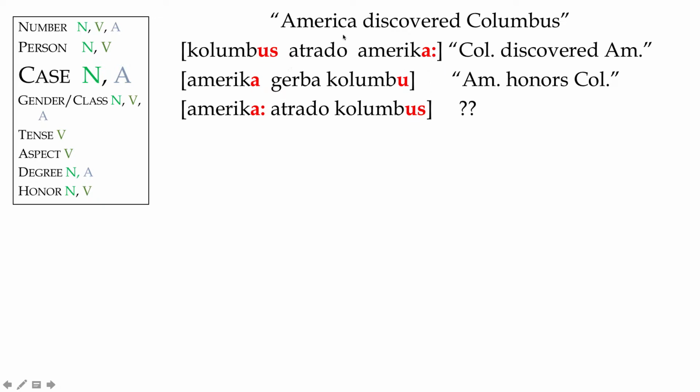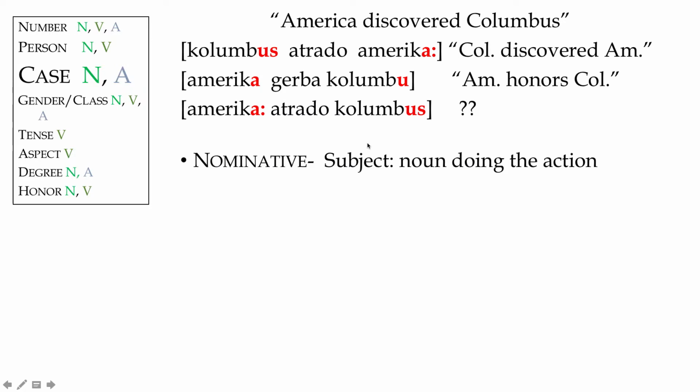And these endings are what we would call case endings. And because English doesn't have case endings on our nouns, we can't freely switch this. In English, Columbus discovered America and America discovered Columbus would have totally different meanings, but in Lithuanian, Columbus atrado America and America atrado Columbus would have the exact same meaning.